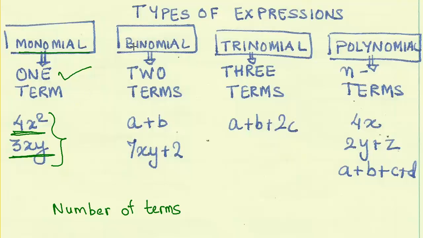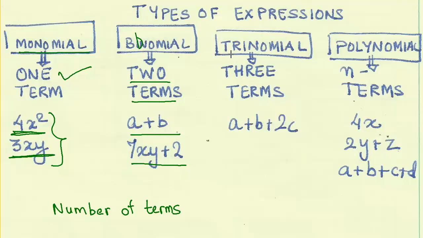The second type of expression that we will look at in this chapter is a binomial. Bi means two, which means a binomial has two terms. The examples of binomials are the expression a plus b and 7xy plus 2.